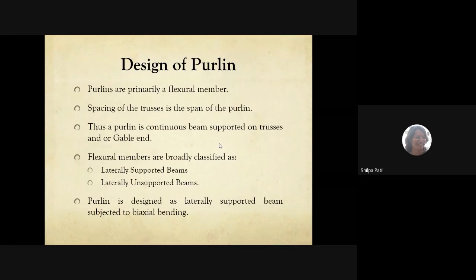Now the purlins are actually beams, flexural members, and there are two types of beams, laterally supported and laterally unsupported. Purlins are always designed like a laterally supported beam. Whenever we start your fourth unit, that is design of beams, you will come to know the meaning of laterally supported beam and laterally unsupported beam. So this is just an introduction which I wanted to give you. The design we will see later on.